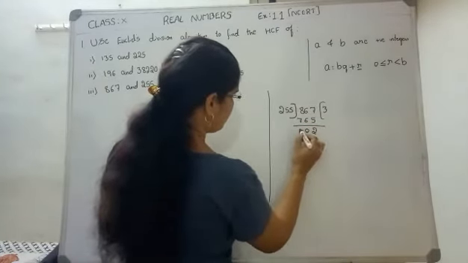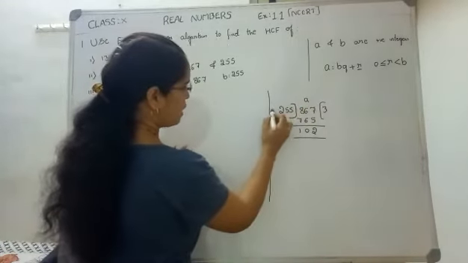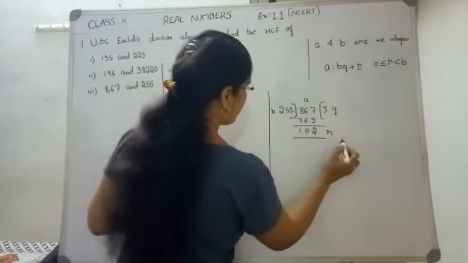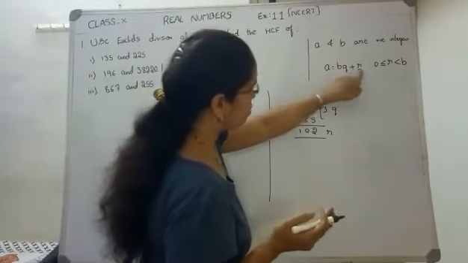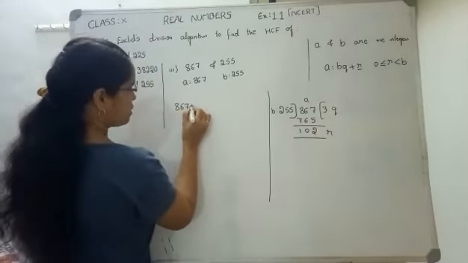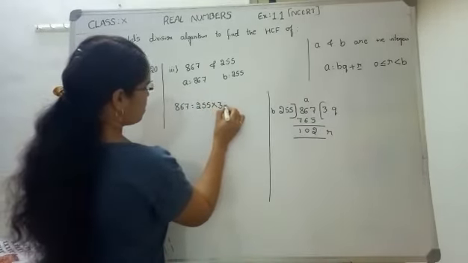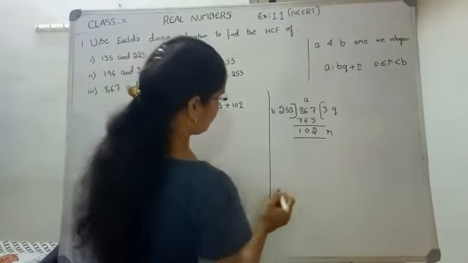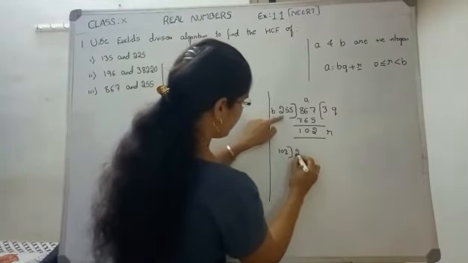201. Okay, in this case 867 is A, 255 is B, 3 is the quotient, and 102 is the remainder. Now we write it in the form of A is equal to BQ plus R, that means 867 is equal to 255 into 3 plus 102. This is the first step. In the second step, the remainder becomes the divisor and the divisor becomes the dividend.